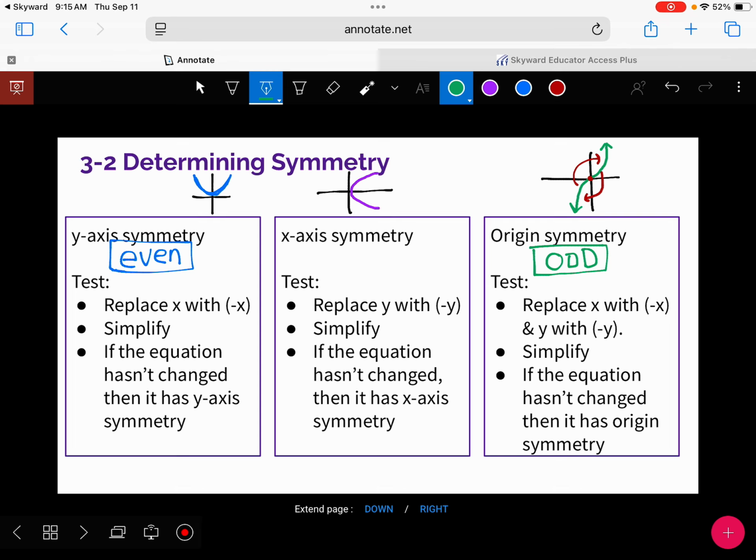For origin symmetry, it would have to do both. We're going to replace x with minus x and replace y with minus y. Because that would make it switch basically to the other quadrant, diagonally. So points in quadrant 1, like if it was going through the point 1, 1, would rotate around to negative 1, negative 1. Or 2, 4 would become negative 2, negative 4. So we're going to test this by substituting in the opposite of x or the opposite of y.